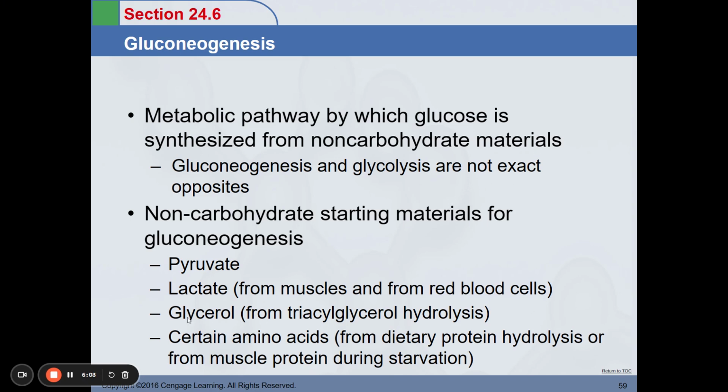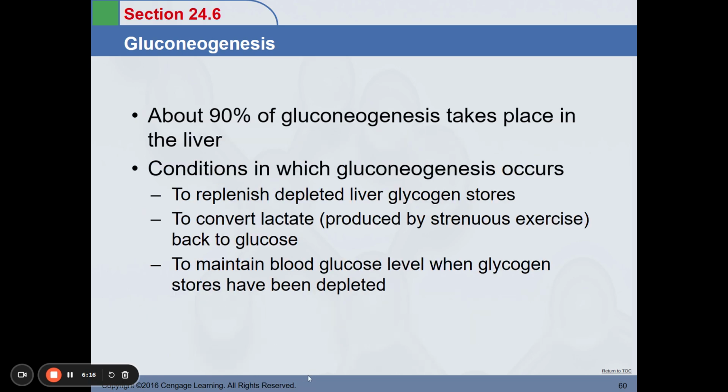video. We have glycerol, which I think is from fats, no, and lipids from triacylglycerol hydrolysis. And of course, we have amino acids from our protein hydrolysis or from muscle protein during our starvation. So yes, our muscle becomes atrophied whenever we are starved, no.